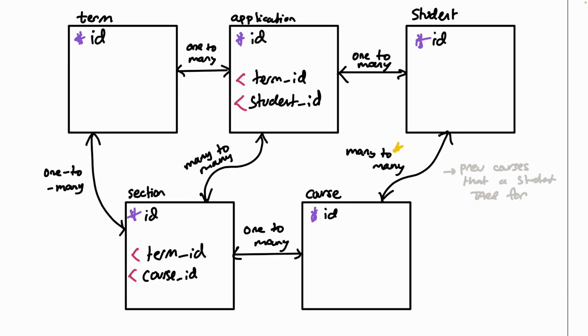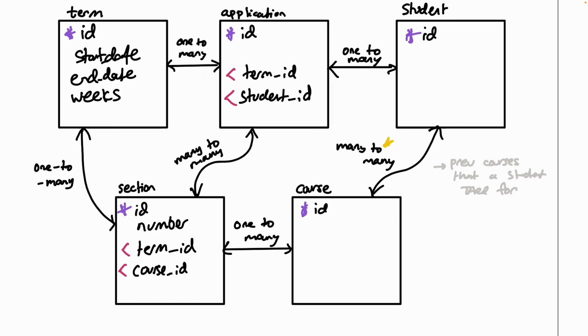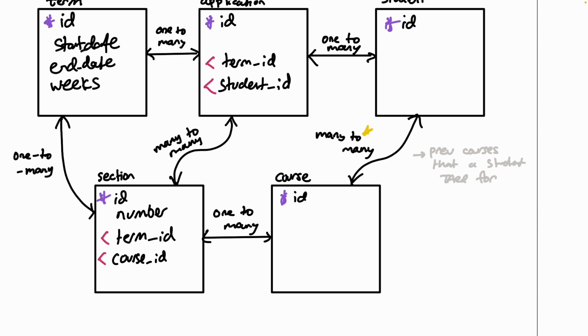Let me finish this up. So maybe term, I have like start date, end date, and maybe, what else could I put for term? Maybe I can put like number of weeks or something. Section, I might have a name. Or I guess a section number makes the most sense, like 001, 002. A course has a course code, a course number, like 110. And then it also has a description.